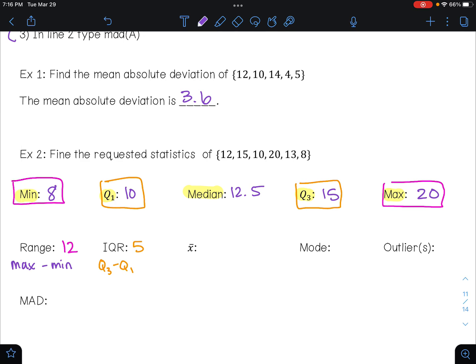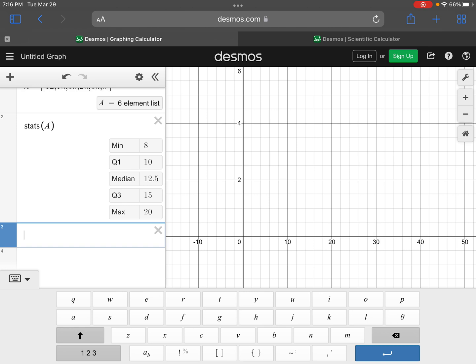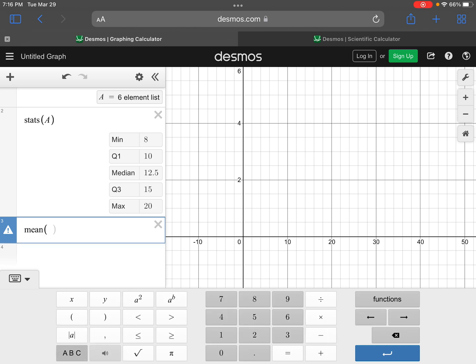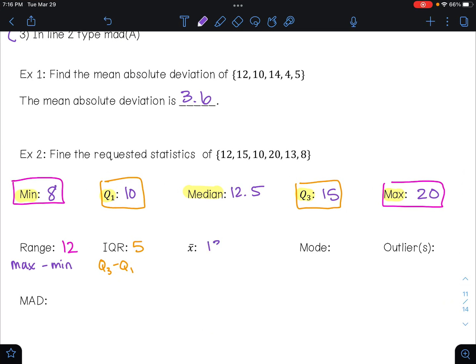X bar is your mean. So here we want to find our average. So I'm just going to go back over to Desmos and type in mean of, get rid of the absolute value symbol. So mean of list A, and I get 13. Your mode is a number that occurs the most. 12, 15, 10, 20, 13, and 8. None of these numbers repeat, so I do not have any mode. So we have no mode.